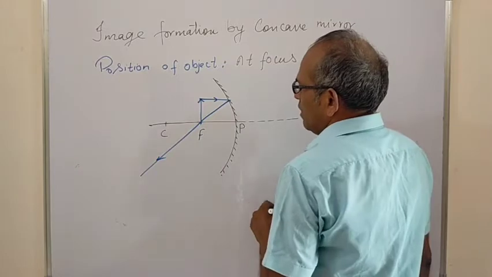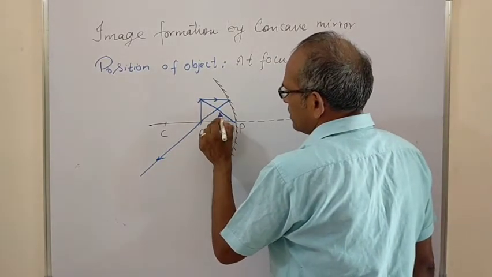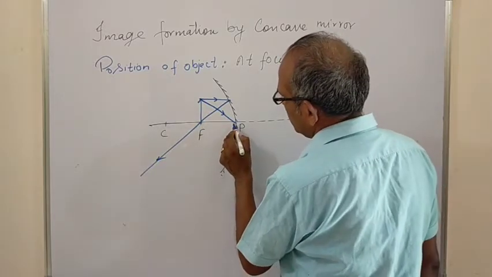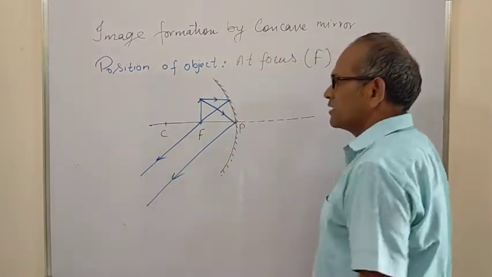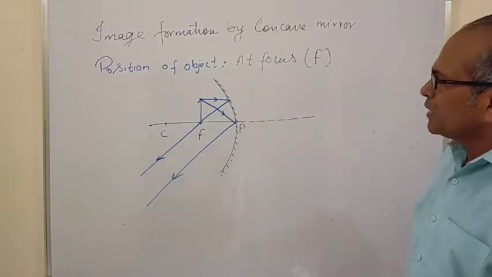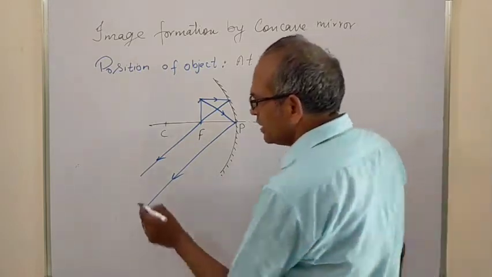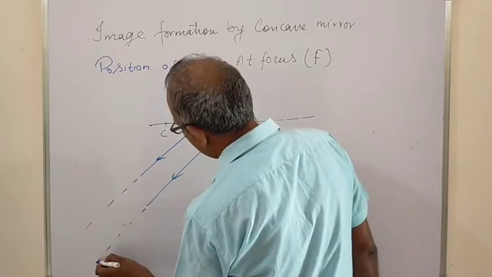Okay. I will take one ray of light at the pole. So here, students, this will pass. So you see that these rays of light do not meet. So we assume that these rays of light will meet at infinity. So image will be formed at infinity.